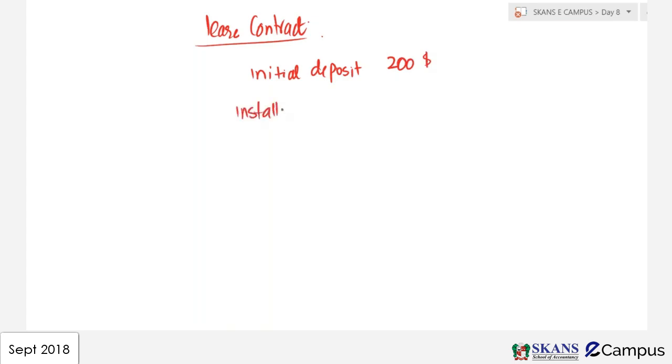Okay. So we just acquired an asset on a lease. So there is a lease contract, guys. The initial deposit is given. Initial deposit is $200. Installments are in arrears, guys, for 3 years. Just a 3 year contract. So installments in arrears for 3 years. All values are in $1,000,000.